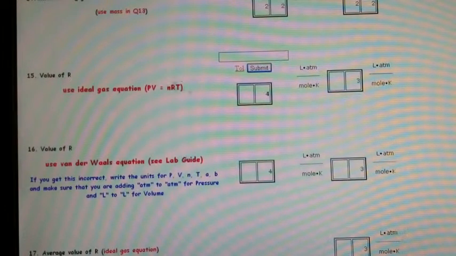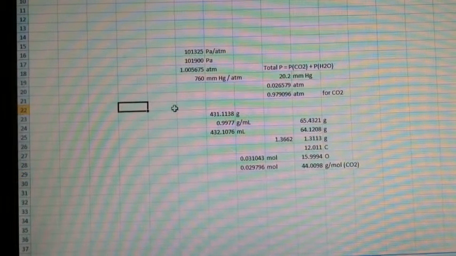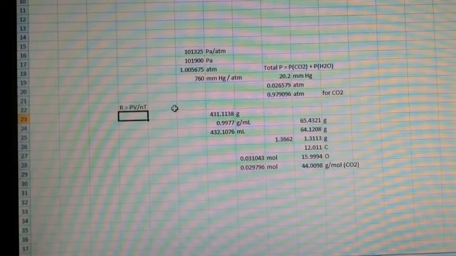Alright, now we calculate the value of R. We have gone through, we've found pressure, we've determined the volume, we just did the moles, and we did the temperature earlier. So the value for R is going to be the pressure times the volume divided by N divided by T. So going back over here, we'll have R equals PV over NT, right?